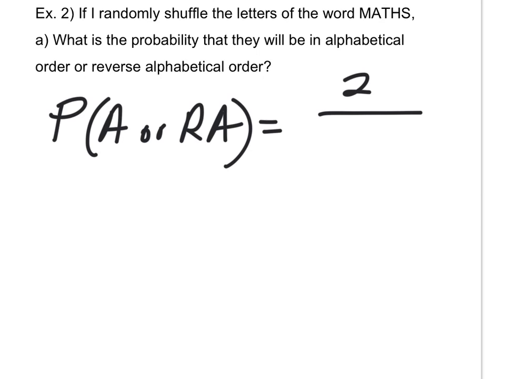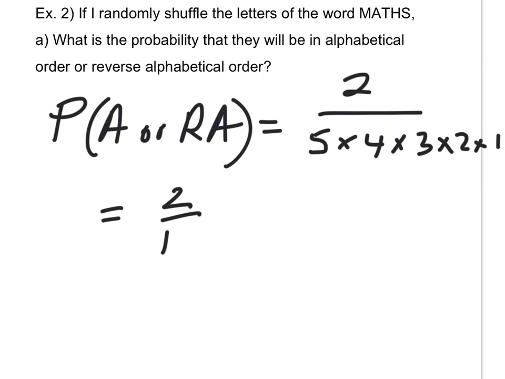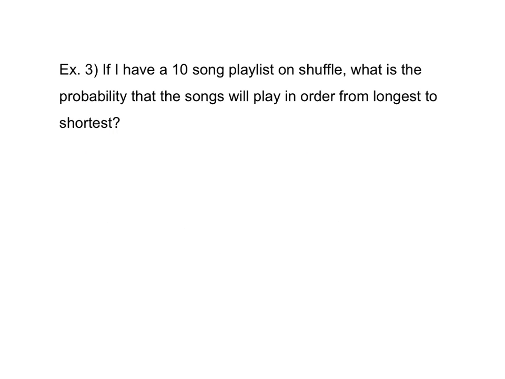Okay, now, how many total ways of arranging those letters are there? Well, if we look, there's 5 letters in the word. So there's 5 possible ways of choosing the first position, 4 possible ways for the second, and so on down to 1. Okay, so that works out to be 2 over 120, which equals a 1 over 60 probability, a 1 in 60 chance of getting them in alphabetical or reverse alphabetical order. Okay.